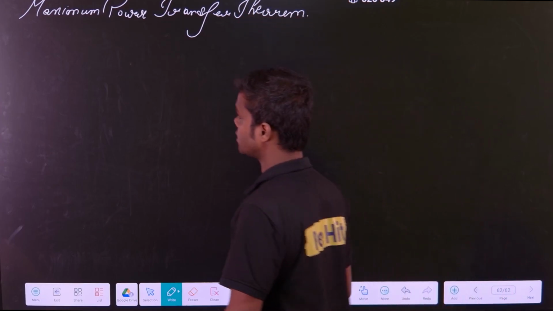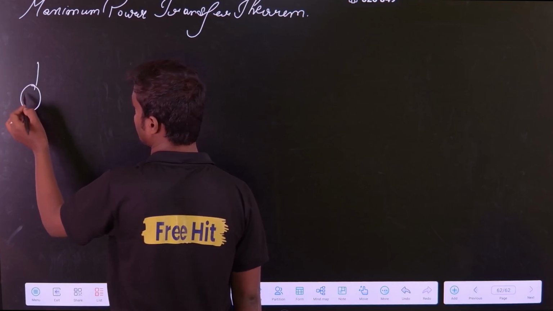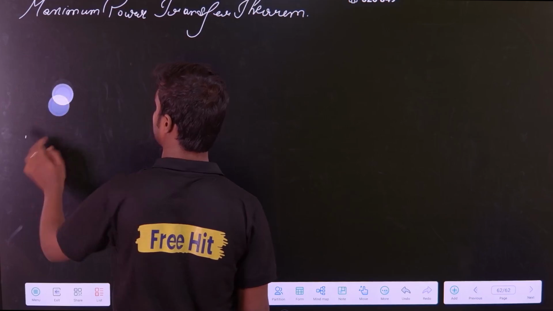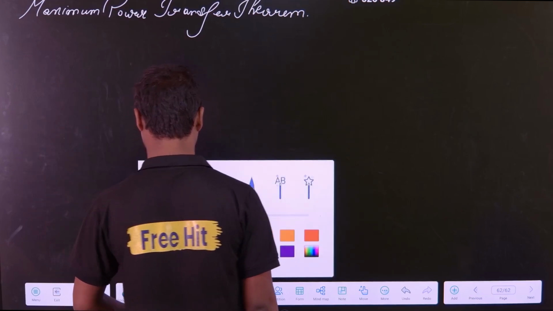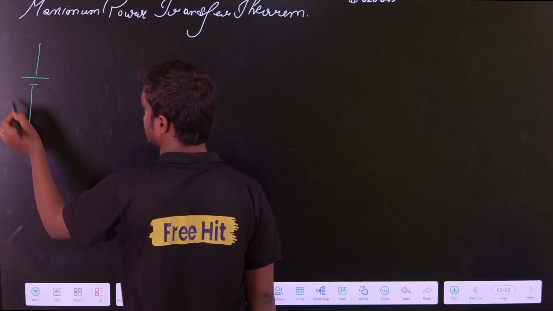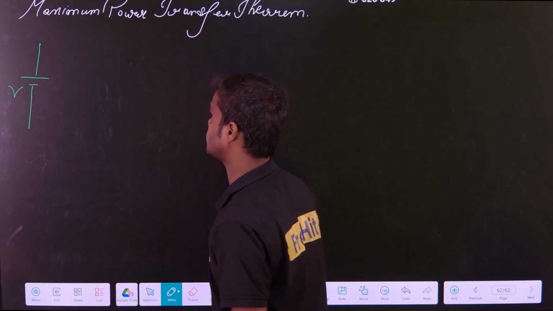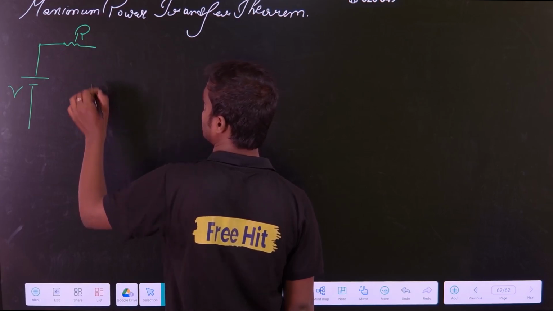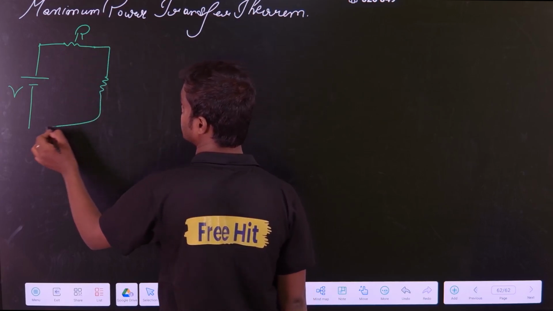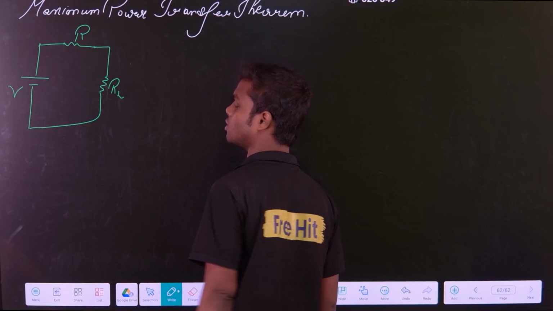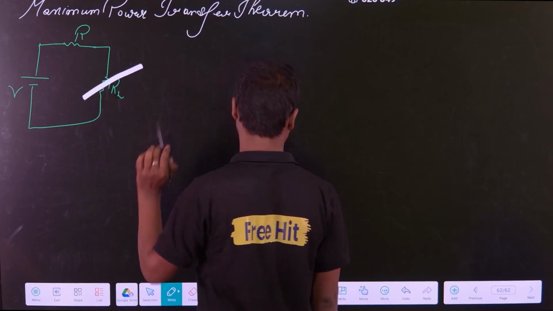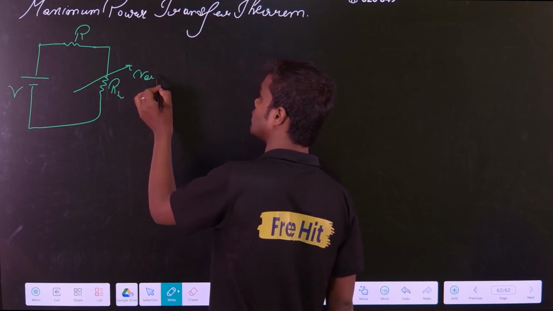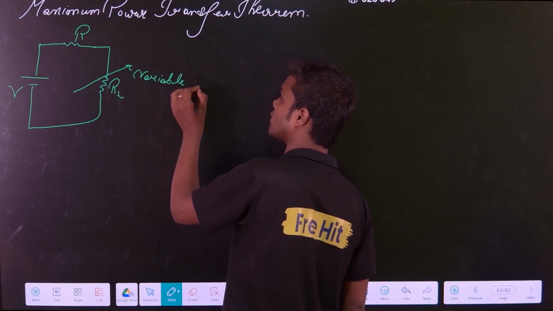Basically, suppose there is some voltage source, some battery. The battery value is V volt. Let us put one resistance here, R, and there is a load resistance, that is called RL, the load resistance. The important thing is that this resistance is variable. This is called a variable resistance, which means this value is going to vary.